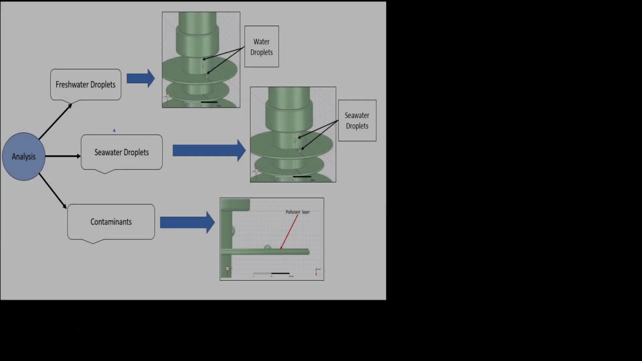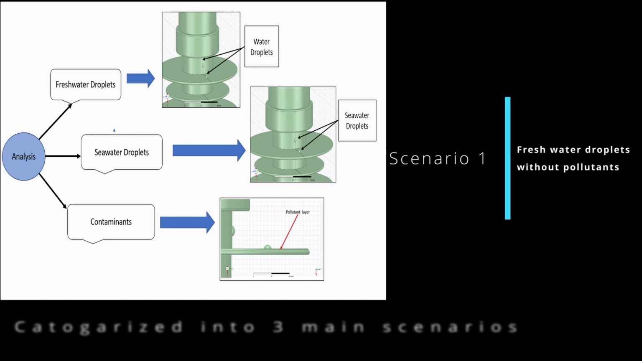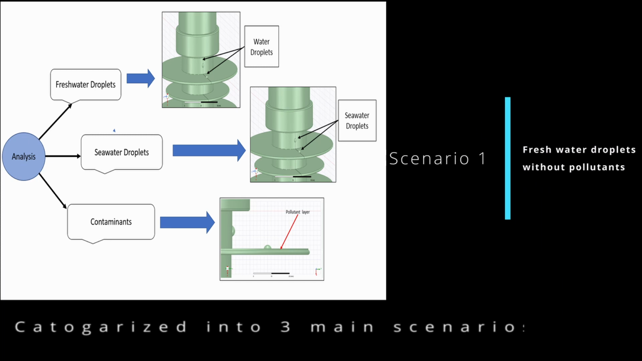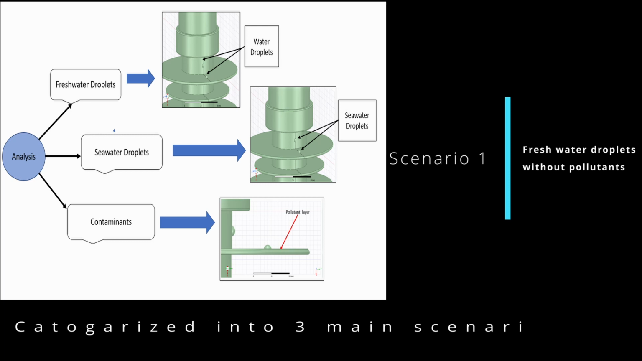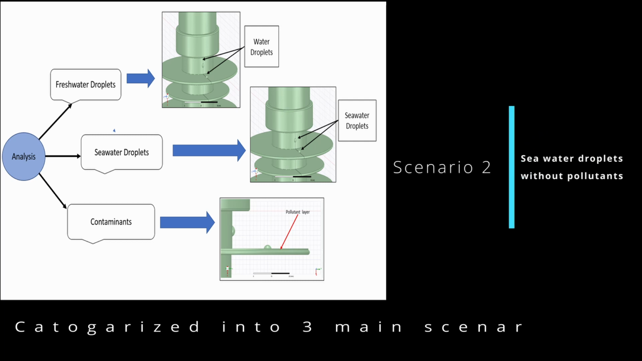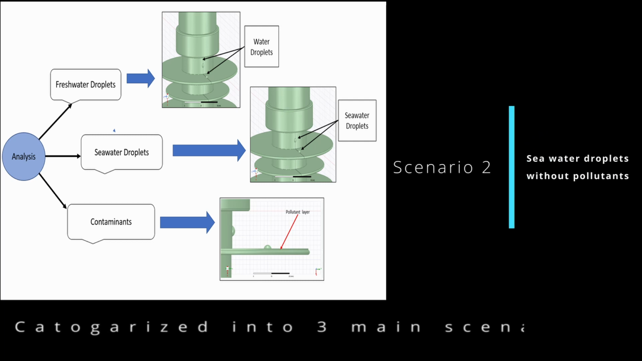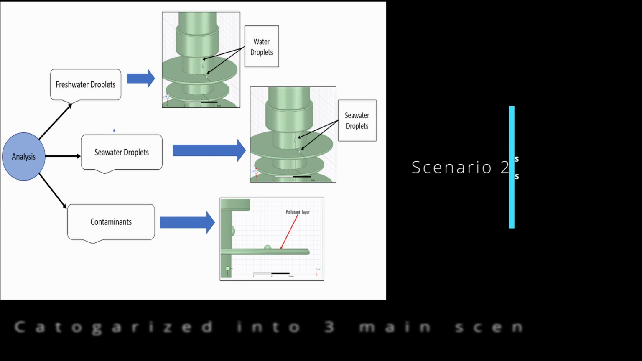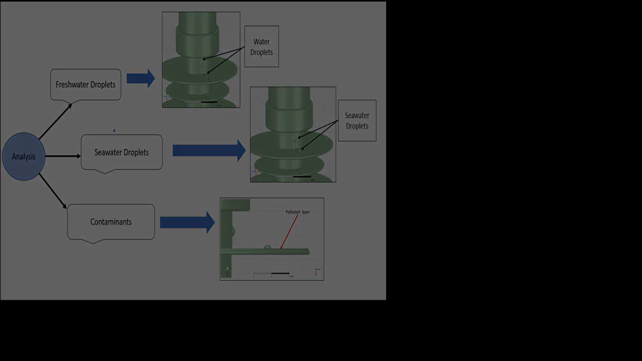We have conducted this study for three main scenarios to analyze the E-field distribution on the insulator. The first scenario is to observe the maximum E-field when there are freshwater droplets on the pure silicone rubber and epoxy insulators. The second scenario is for different water droplet conditions. Under that, seawater droplets on both types of polymer insulators are considered. In the third scenario, we conducted the analysis to observe the impact of various environmental contaminants.